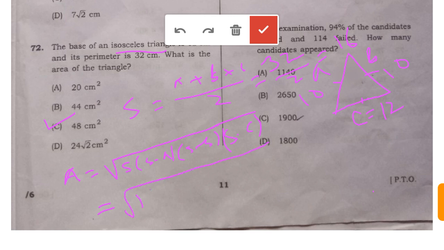A is equal to square root of 16 into 16 minus 10 into 16 minus 10 into 16 minus 12. This is equal to 16 into 6 into 6 into 4, since 16 minus 12 is equal to 4. Since it is a square root, we can write 16 as 4 into 4, the two 6s multiply to give 6, and from 4 we can write 2. This means 4 into 6 into 2, which is equal to 48 centimeter square. So option C is the correct answer.